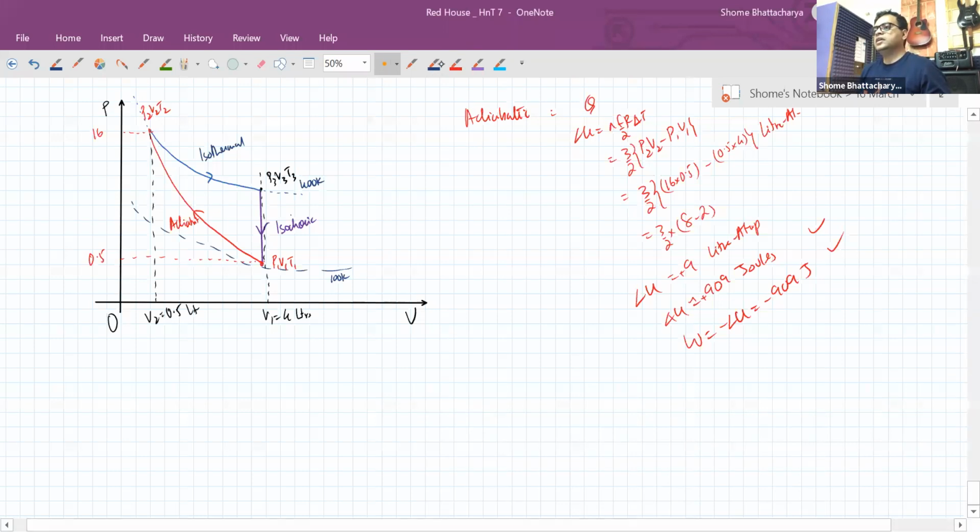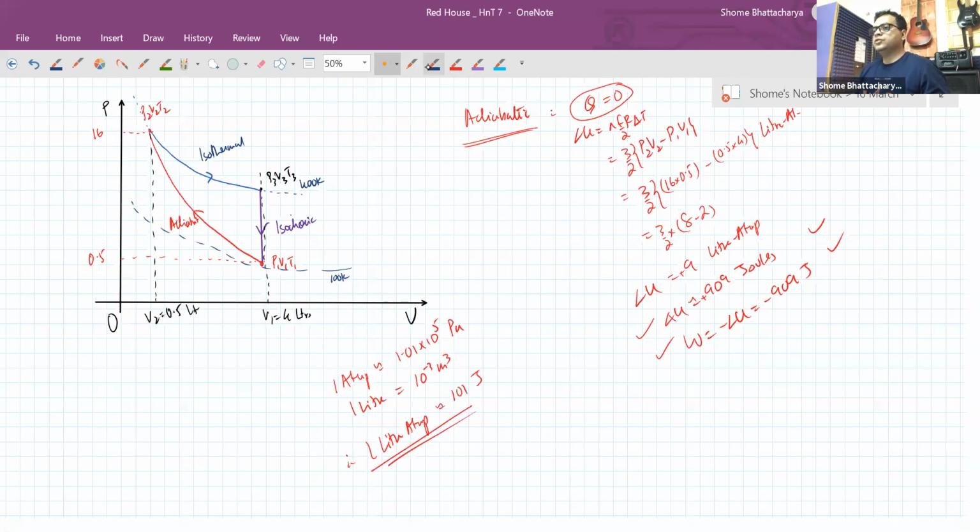Okay, so this is an adiabatic process. Q is 0, so W is equal to minus delta U. These are the quantities. 1 atmosphere is approximately 1.01 into 10 raised to power 5 pascals. 1 liter is exactly equal to 10 raised to power minus 3 meter cube. So that's why 1 liter atmosphere is approximately 101 joules.